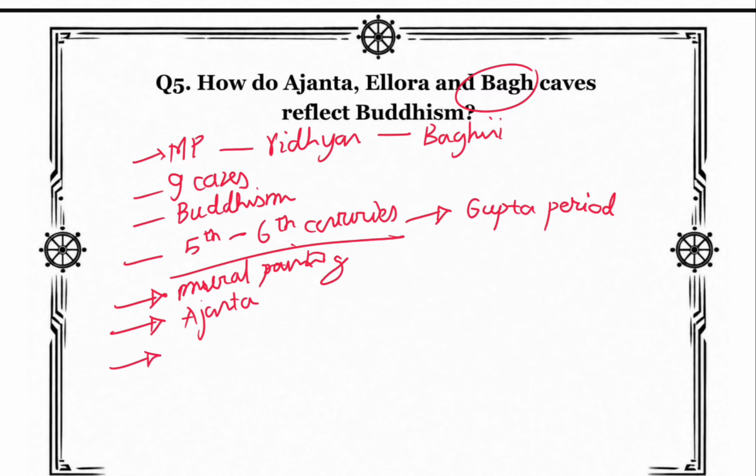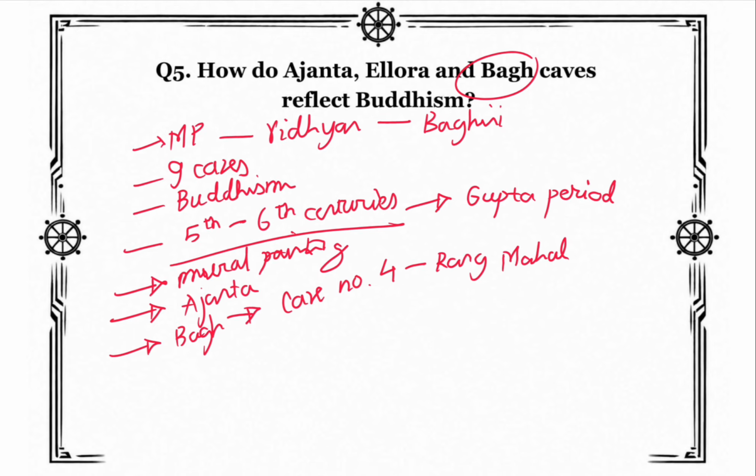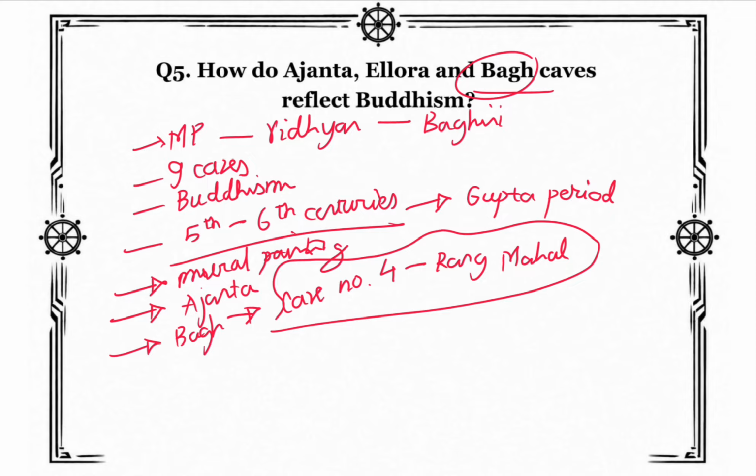The most important in the Bagh Caves is cave number 4, which is Rang Mahal. So cave number 4, Rang Mahal for Bagh Caves. Cave number 10, Vishwakarma Caves for Ellora. And cave number 16 for Ajanta.